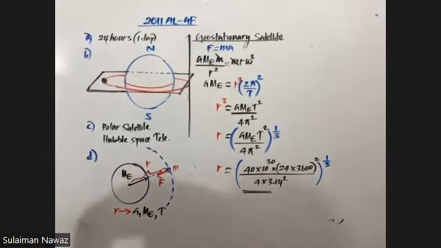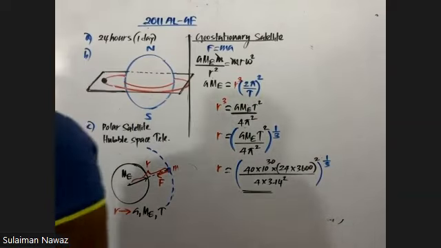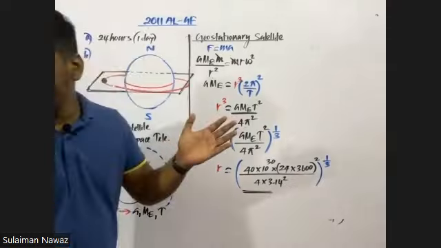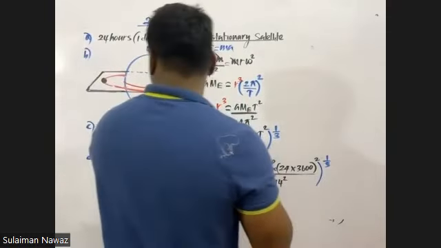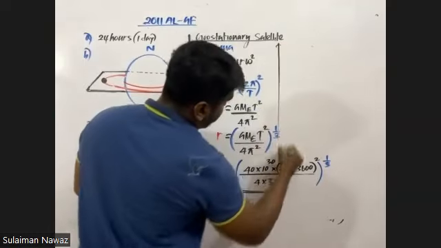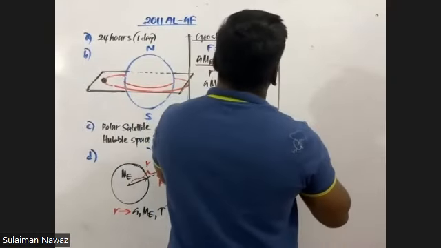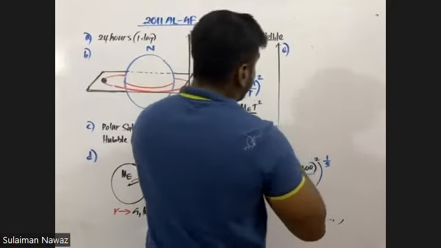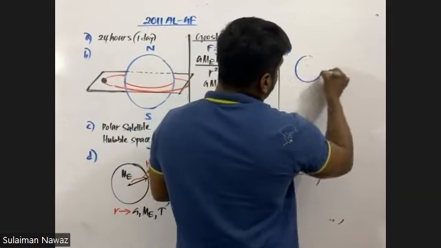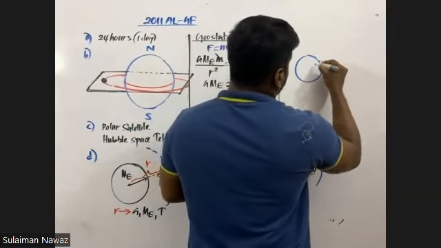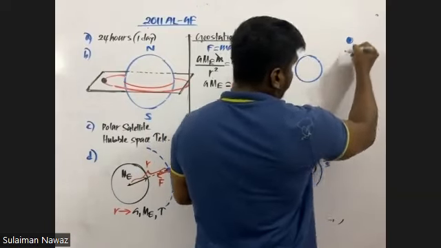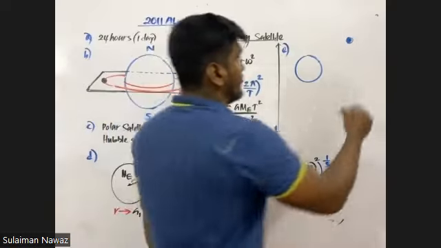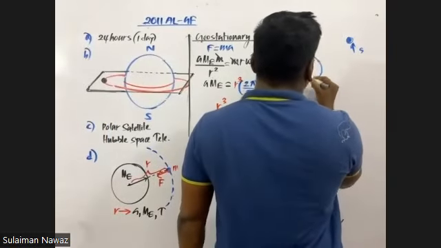How do we find this? I will erase here. A, B, C, D are done, and the last question is this one. Now let's say this is our Earth, and here is our satellite.